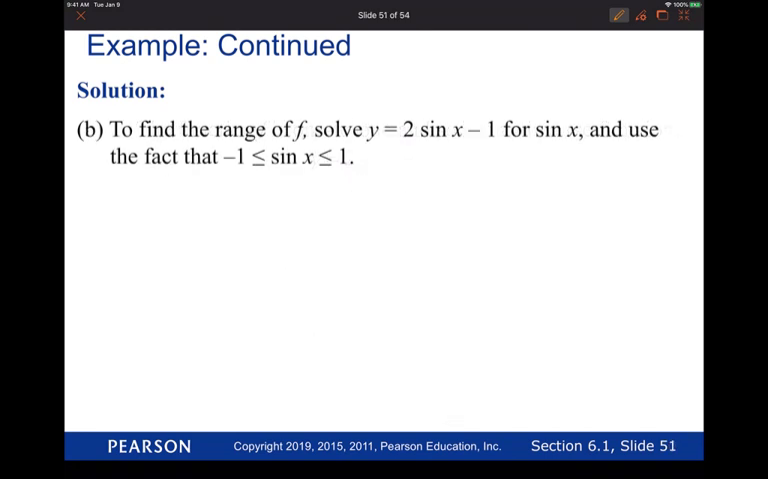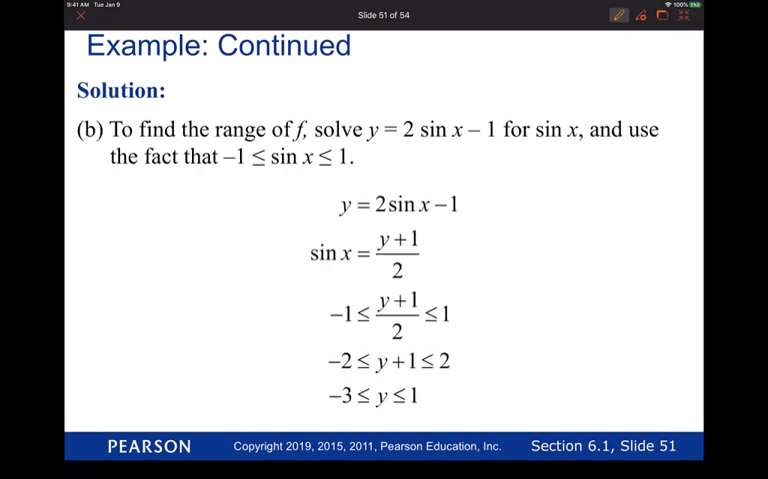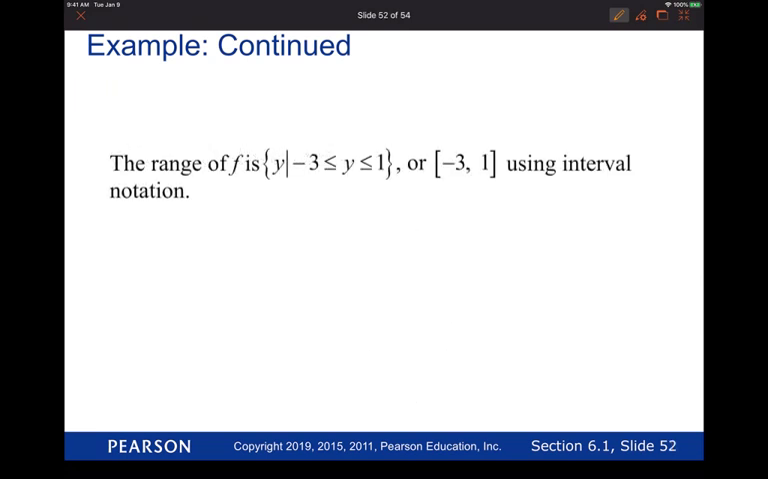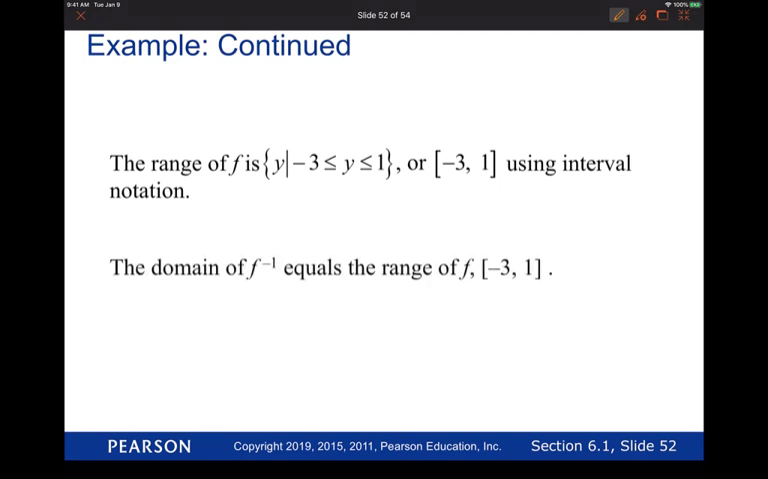So again, to find the range, this is what we just did. For y equals 2 times sine of x minus 1, we isolated the sine, because we know that sine goes from -1 to 1. When we isolated the sine, it was y plus 1 over 2. Then we put it into the range, and we get this range. So the range of the original is this or that. Once we have the domain and range, we just flip them for the inverse.